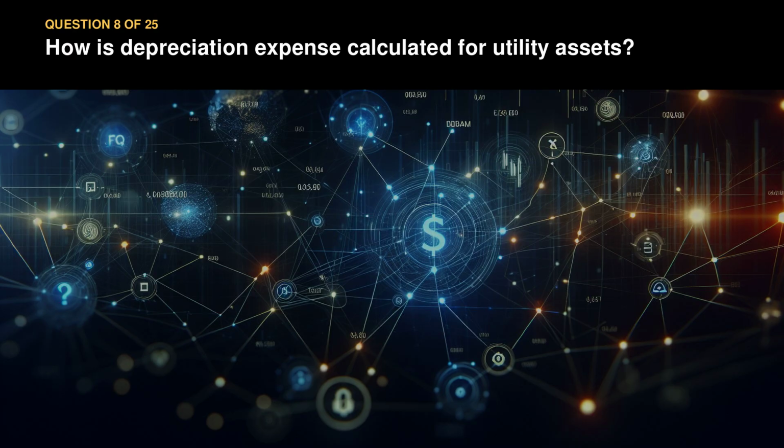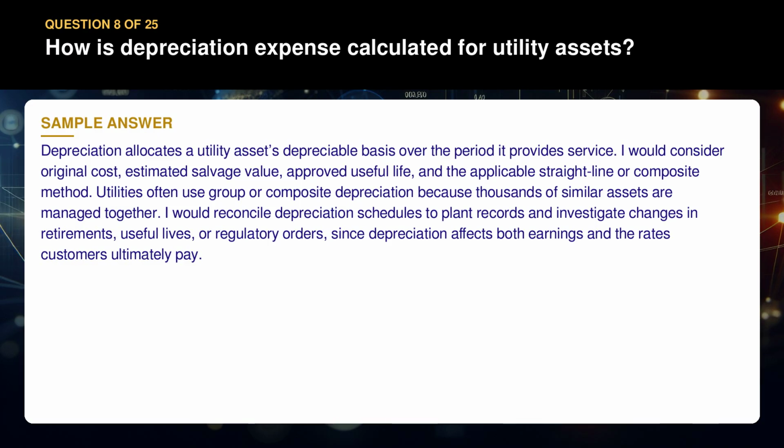Question 8. How is depreciation expense calculated for utility assets? Depreciation allocates a utility asset's depreciable basis over the period it provides service. I would consider original cost, estimated salvage value, approved useful life, and the applicable straight line or composite method. Utilities often use group or composite depreciation because thousands of similar assets are managed together. I would reconcile depreciation schedules to plant records and investigate changes in retirements, useful lives, or regulatory orders, since depreciation affects both earnings and the rates customers ultimately pay.